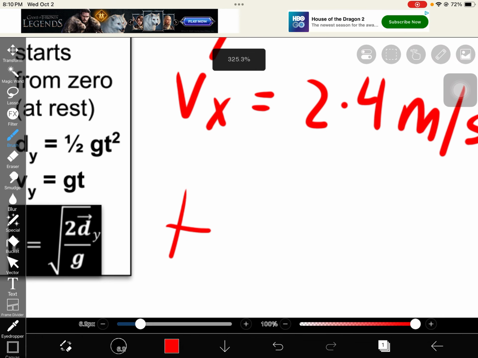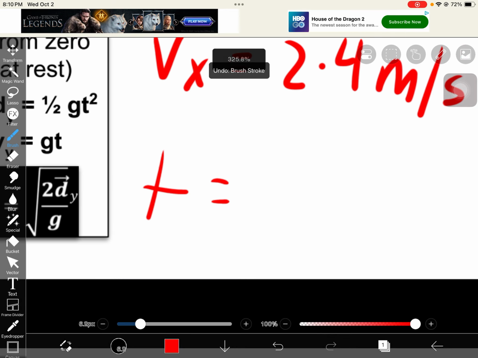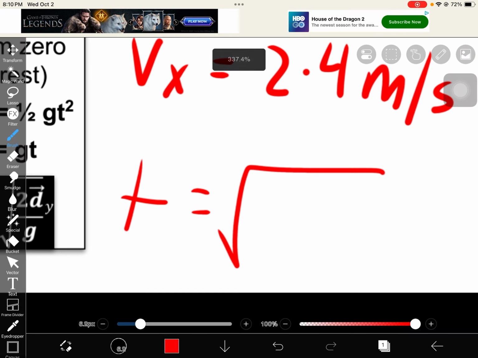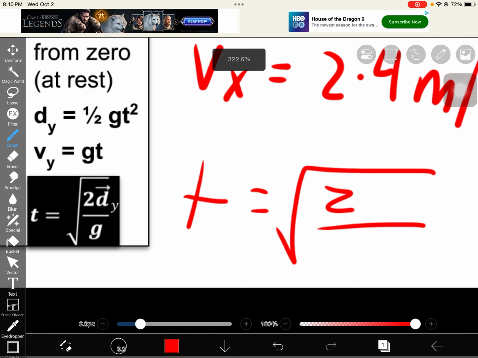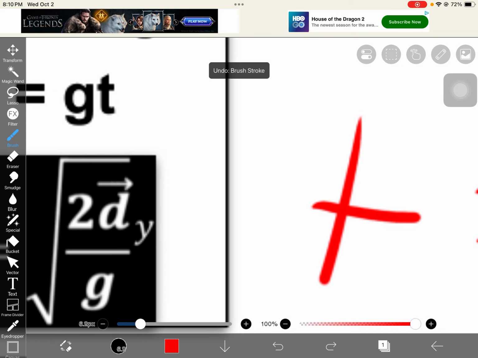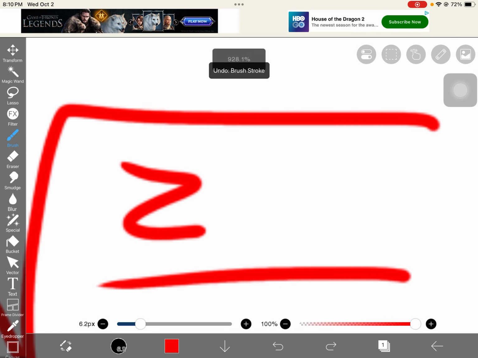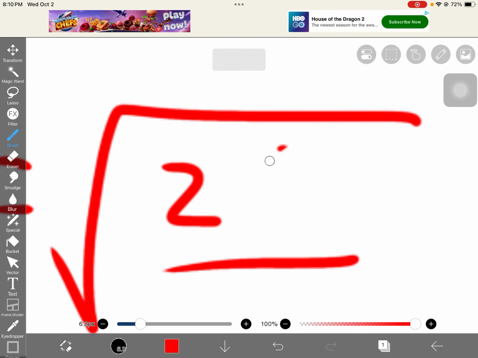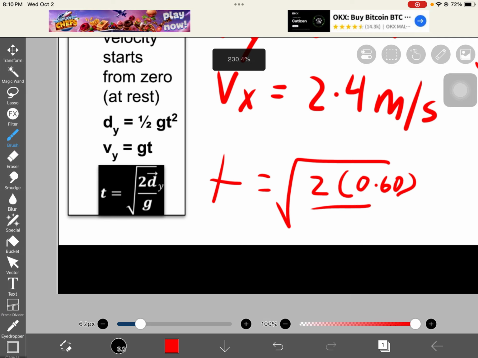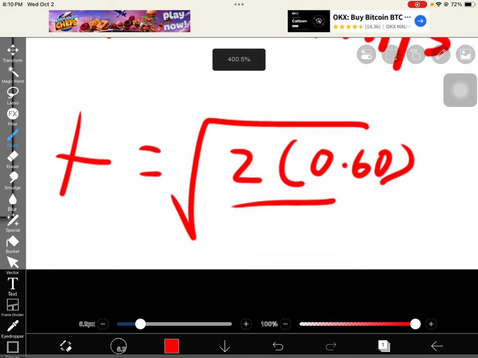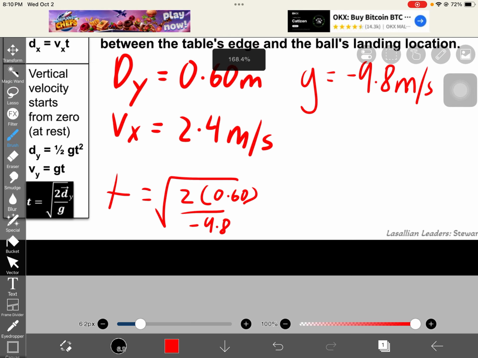T is going to be our time, and we're just going to copy the formula here. It's going to be a square root. So 2 times dy, the distance y, which is our 0.60, over g, which is our gravity, negative 9.8.